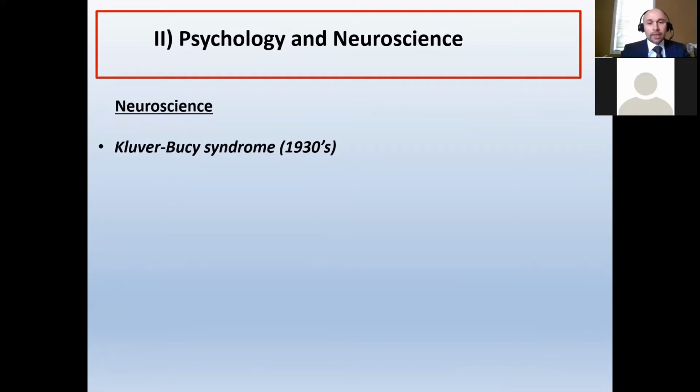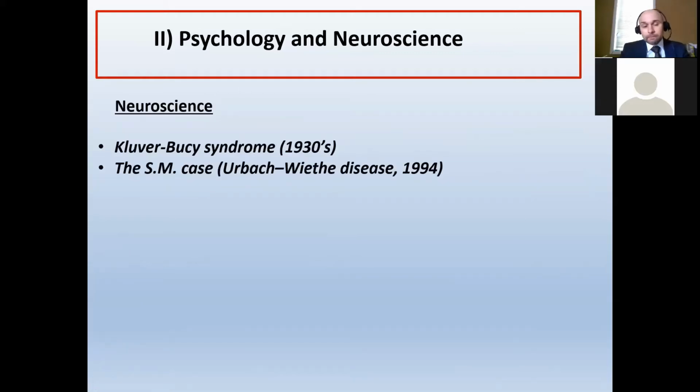So in the 30s, Kluver and Bucy took off the amygdala in monkeys. And then they noticed that the monkeys would have a strange behavior. In particular, they would not fear things.